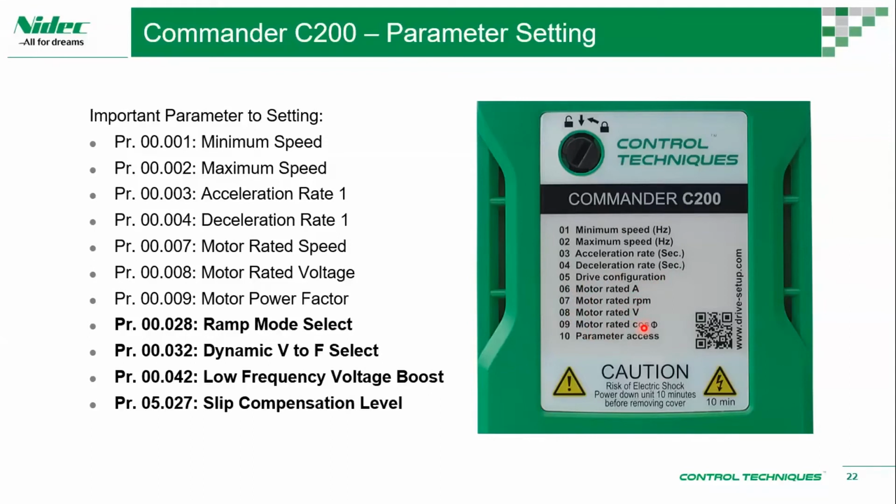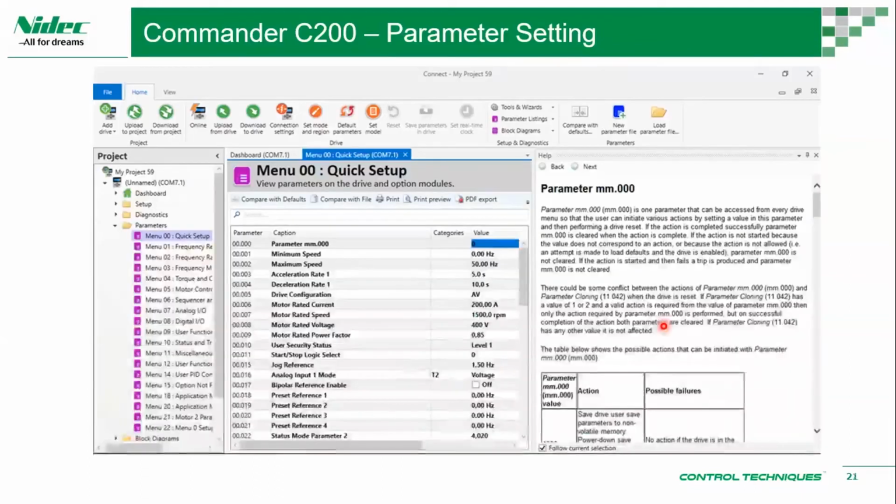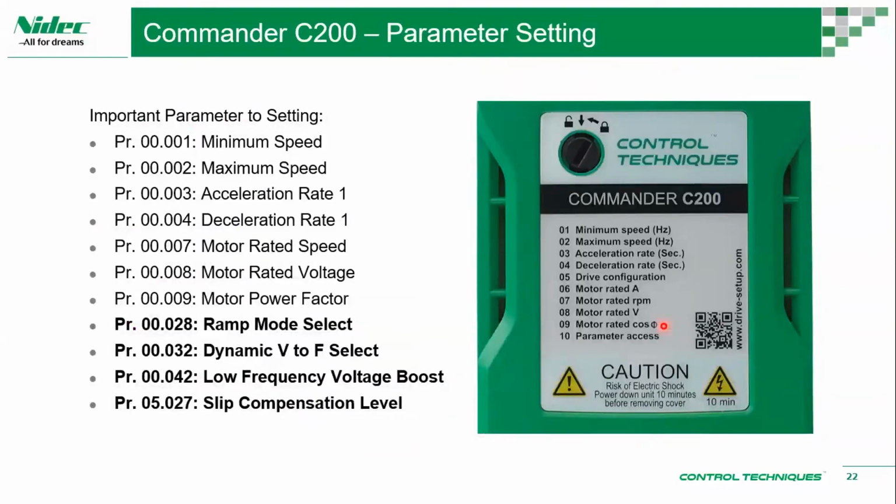If the motor nameplate doesn't have it, you can put it in automatically by using the automatic calculation from the inverter. You can access 00.040, sorry, 40.